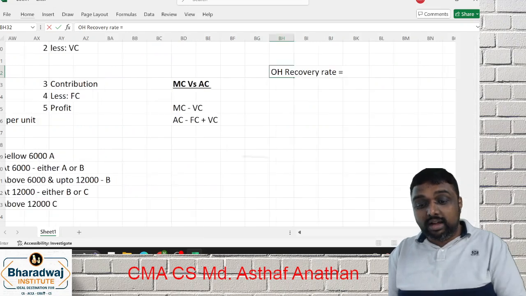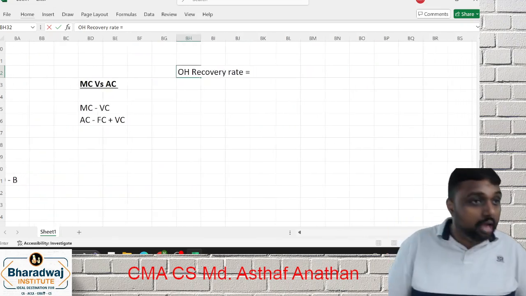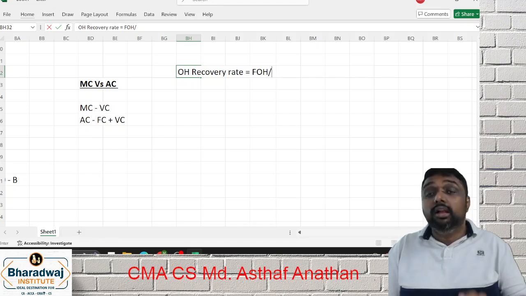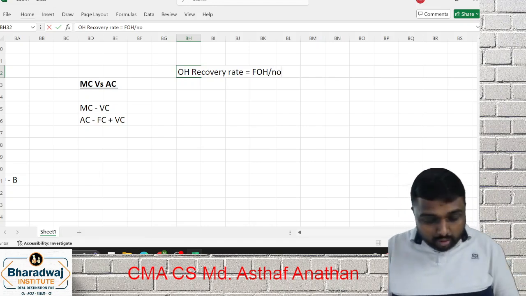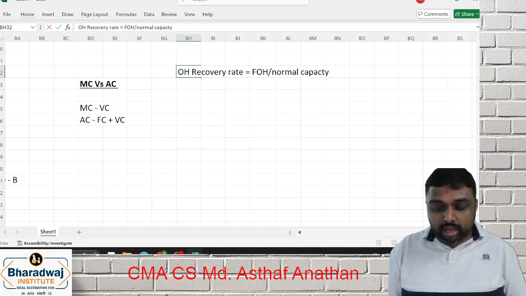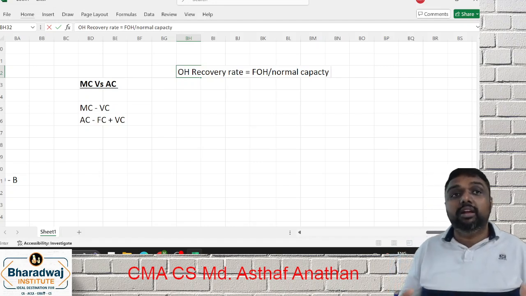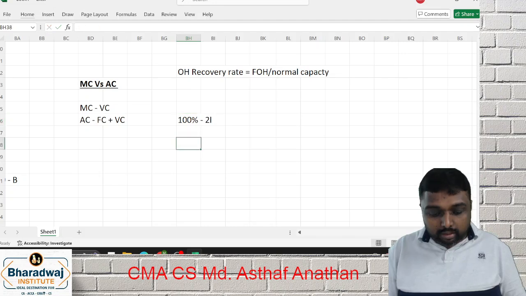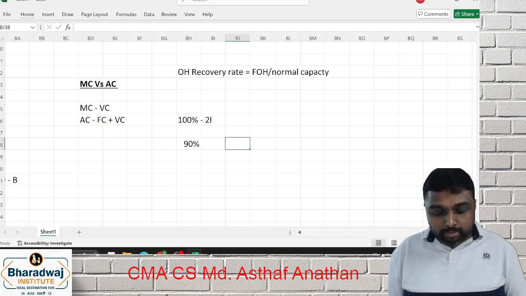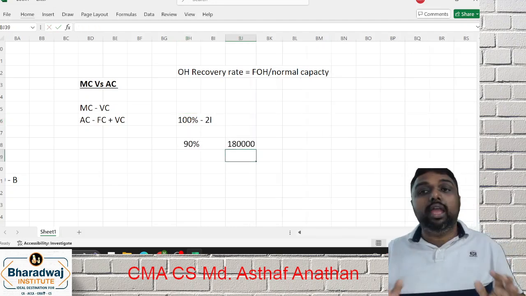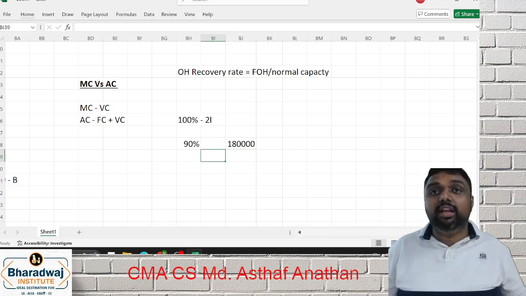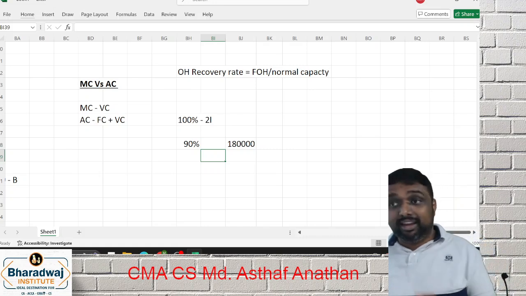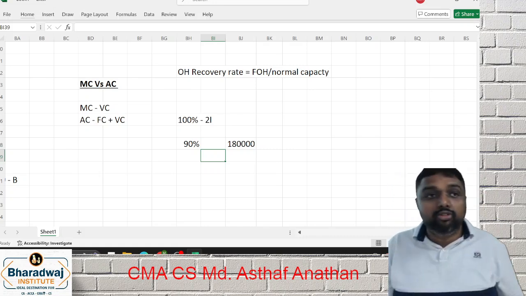If it comes as a 14 mark question, what is your formula? Factory overhead divided by your base, which is normal capacity. You have to take normal capacity. If it is machine hours, maybe 100% capacity is 2 lakh, but normally you are running at 90%. Now you should take 1 lakh 80, not 2 lakh. If the question says nothing about normal, then you can assume 100% as normal. So under absorption costing, you have to make it this way. So it's format based.